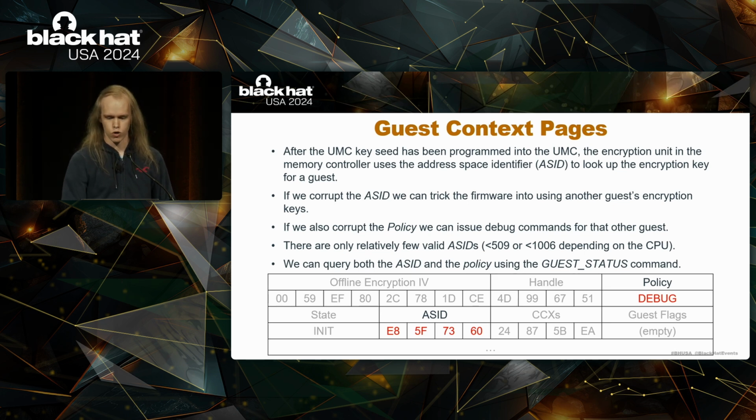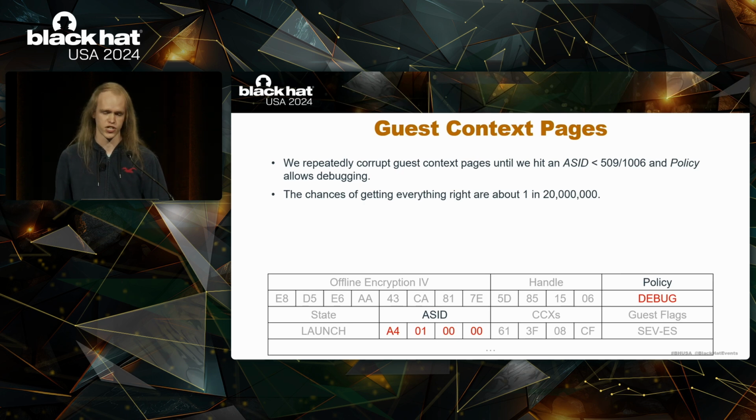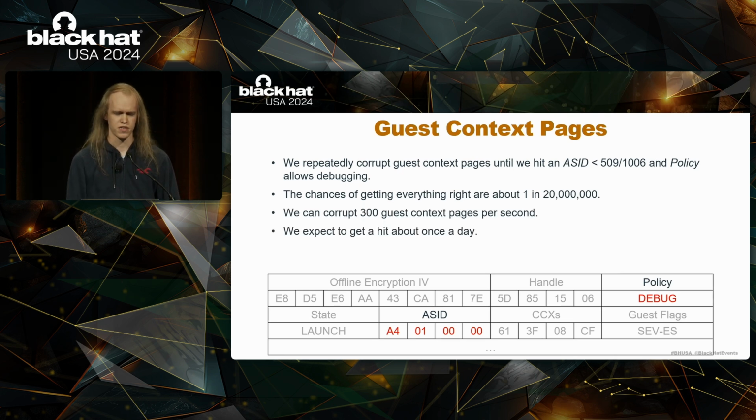Okay, so what we can do then is that we can repeatedly ask the firmware to refresh the certificates, and every time it does that, it will corrupt the guest context page using new random values. And we do this until we hit a very specific set of conditions. The first one is that, once again, the address space identifier needs to be valid, and the policy field needs to have the debug flag enabled. There are actually also a couple other conditions, but they're not as interesting, so I won't go into them. But in the end, the chances of getting all of the conditions right are roughly 1 in 20 million. Furthermore, we can corrupt around 300 guest context pages per second if we just hammer the firmware all the time.